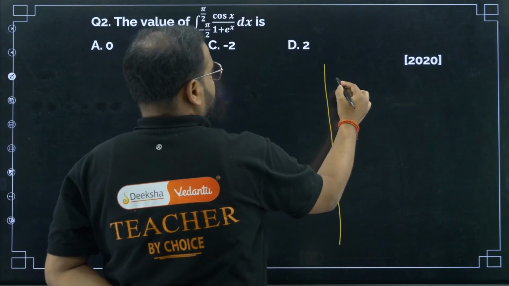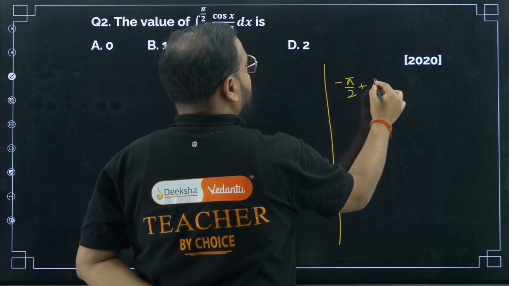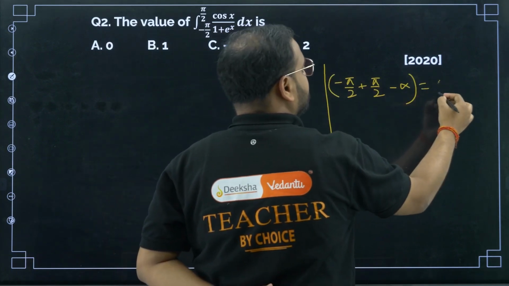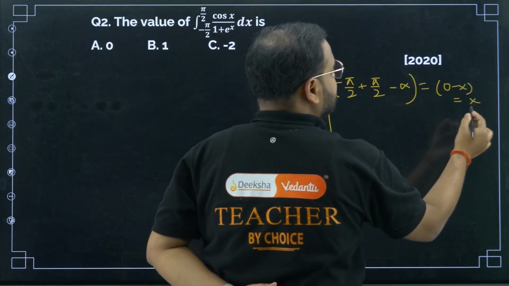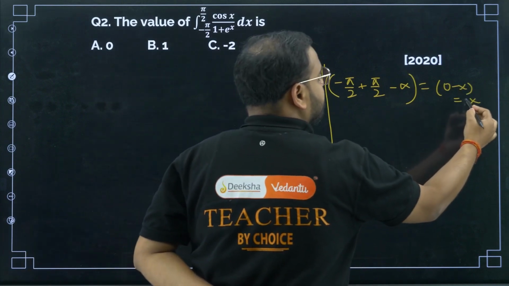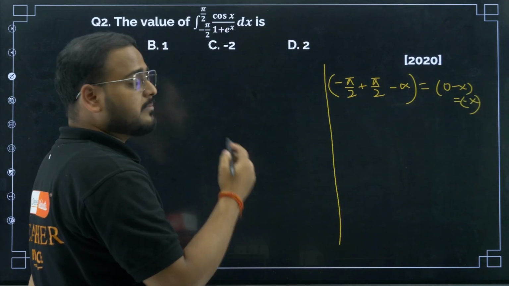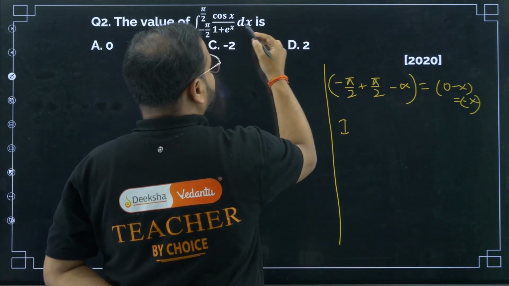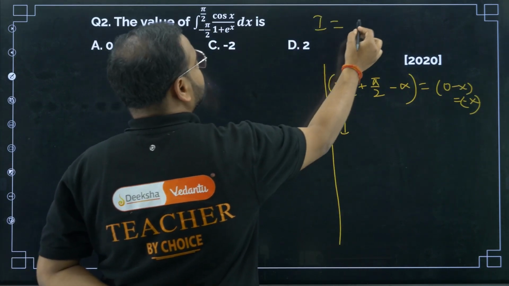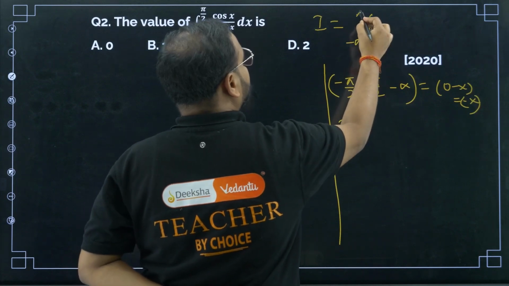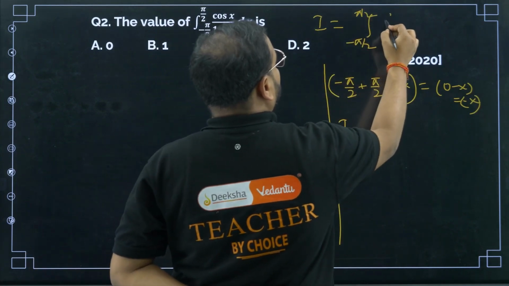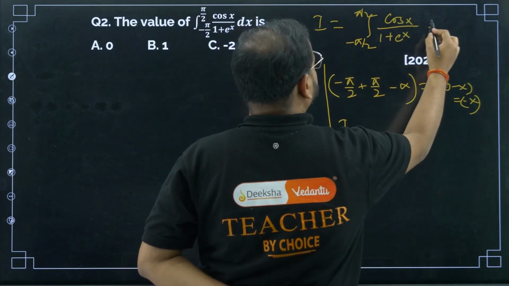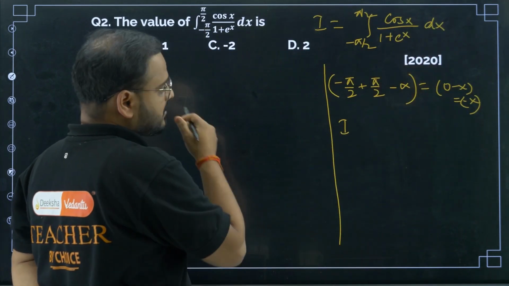If you add minus pi by 2 plus pi by 2 minus x, this will give me 0 minus x. So I can replace this x by minus x in the same limit. So my integration I will become what? This is I. First of all, I'm going to write this again over here. This I is nothing but the integral from minus pi by 2 to pi by 2 of cos x upon 1 plus e power x dx.